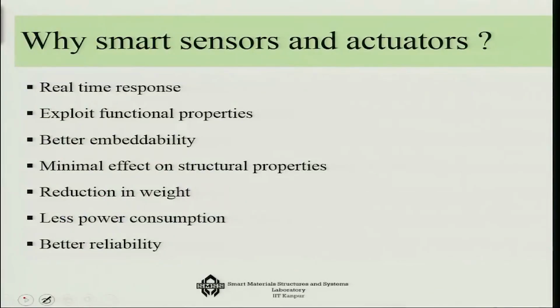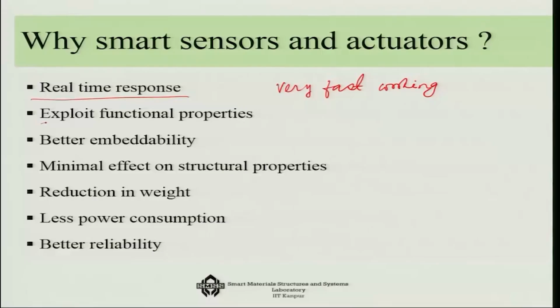So why are smart sensors and actuators important today? The first important thing is that the real-time response is very fast. For example, in today's world, think of your single lens reflex (SLR) camera. You want a quick change of focus, and who does that? A piezoelectric crystal. So you get a really fast response.